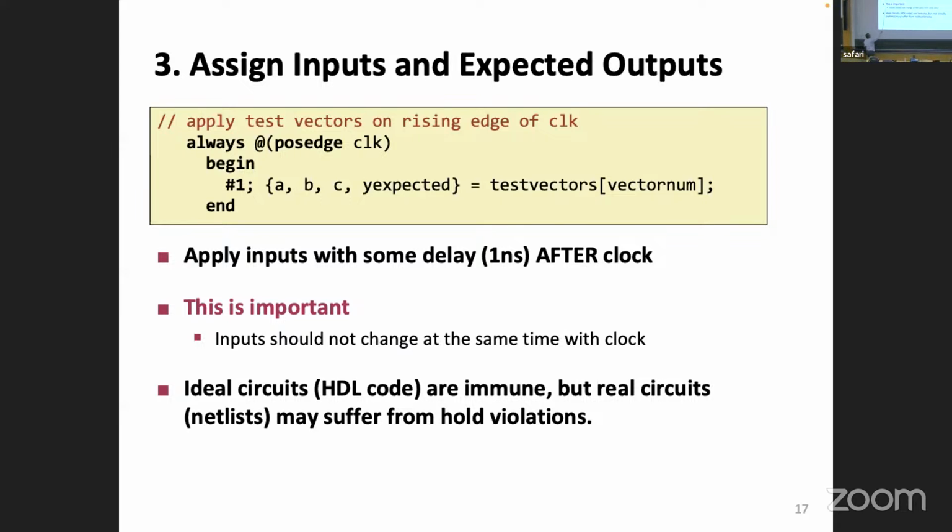I am applying the inputs with some delay after the clock. So the inputs, try not to change them at the same time with the clock. I mean, you could change them anytime you want, just don't change them at the same time with the clock, set up, hold, and everything. So ideal circuits, like the ones we are using, are immune, but real circuits may suffer from hold violations. This is the reason why we are separating them. Does it matter if it's 1 or 2? No, it doesn't.